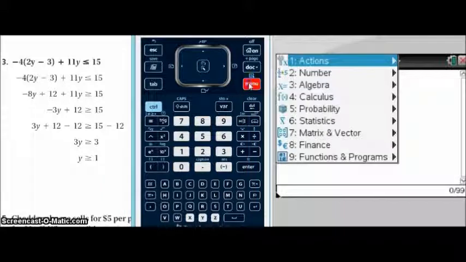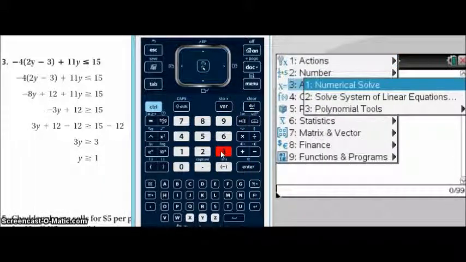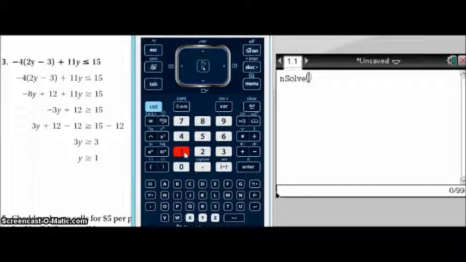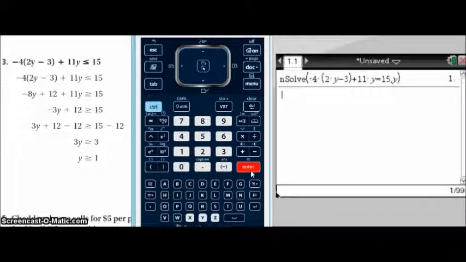So by pressing Menu, choosing 3 for algebra and 1 for numerical solve, I can type in my inequality, -4(2y - 3) + 11y. Now instead of using less than or equal to, I'm going to use the equal sign because that's the only symbol that the numerical solve understands, and then type in the 15, y. Close my parenthesis and press enter. So 1 is indeed the correct value.